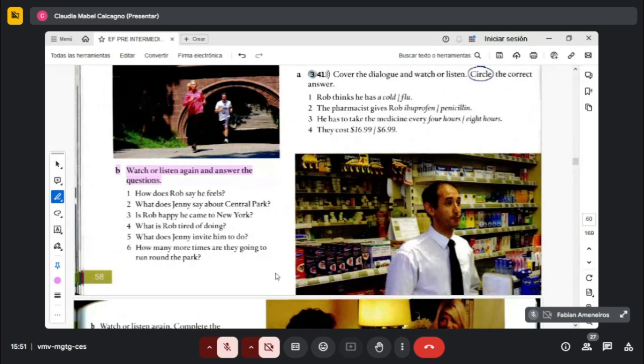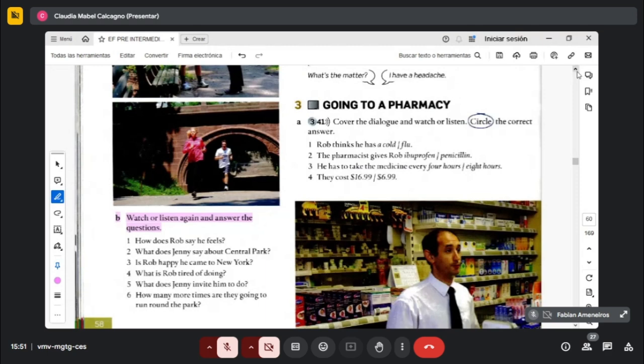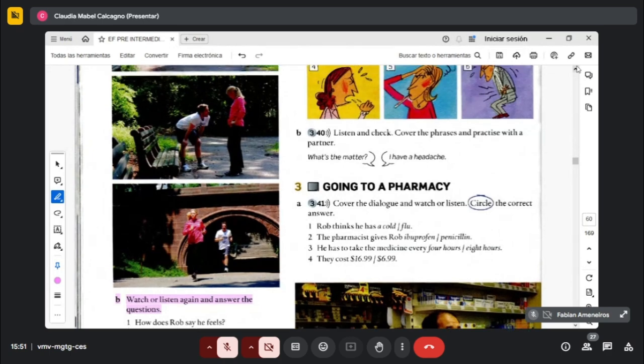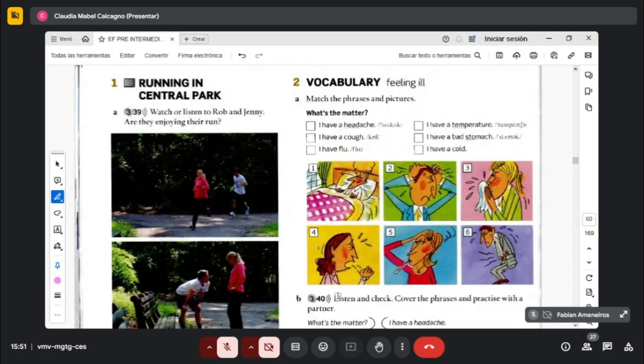Okay, excellent. Now, talking about running and doing exercise, do you think that Rob is going to feel well tomorrow after running? I think no. Definitely no. Okay, what happens when you do a lot of exercise and you are not accustomed to doing exercise? You're tired and more weak.